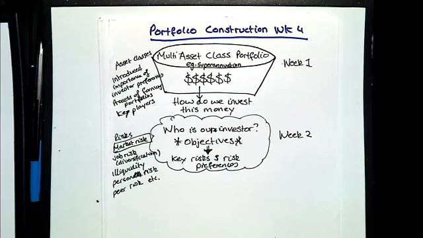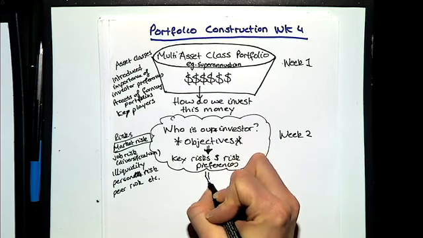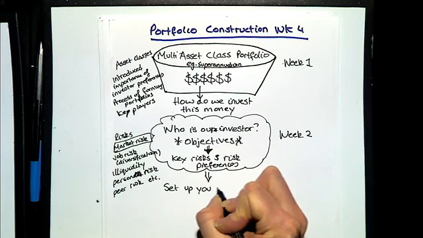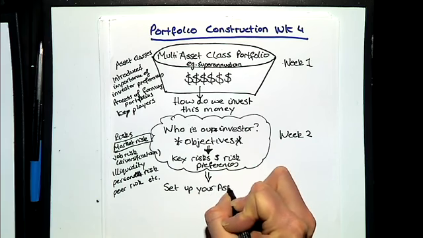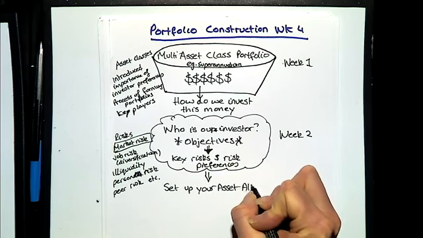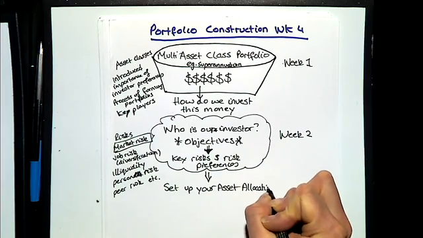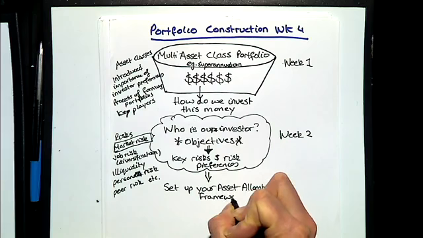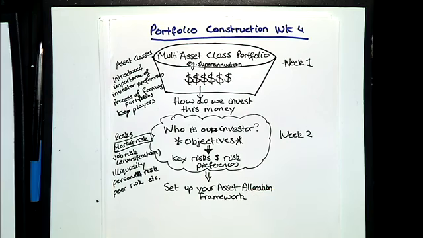Once you have that, you can then set up your asset allocation framework. Now, remember, asset allocation is not a science, or if there is some science within it, it's also very much an art. There's no one right way to do it. There's no one right portfolio.